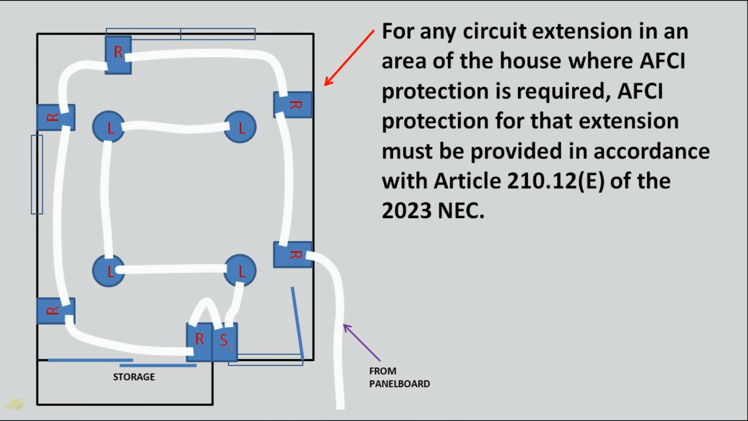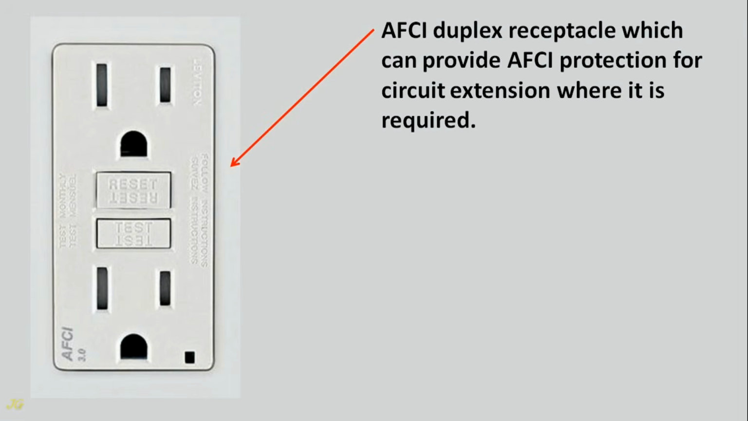For any circuit extension in an area of the house where AFCI protection is required, AFCI protection for that extension must be provided in accordance with Article 210.12(E) of the 2023 NEC. AFCI duplex receptacle, which can provide AFCI protection for circuit extension where it is required.